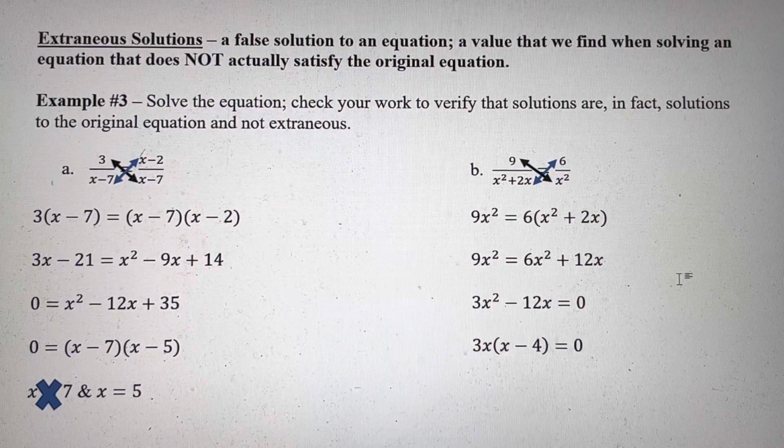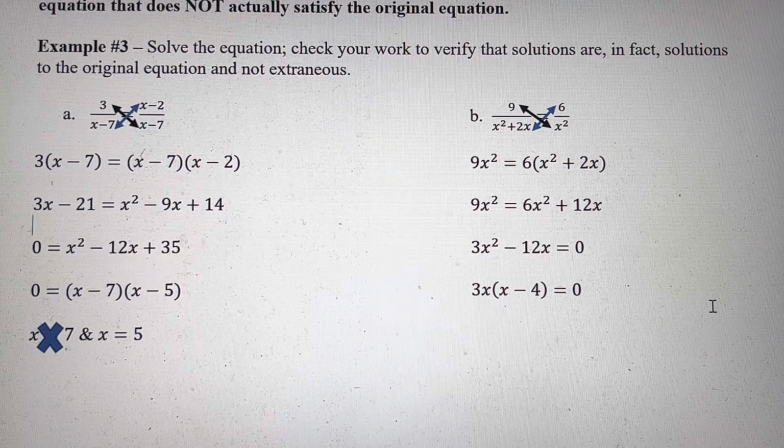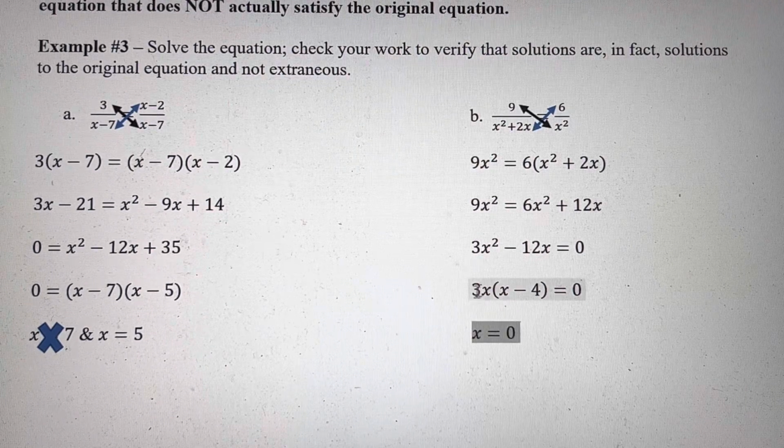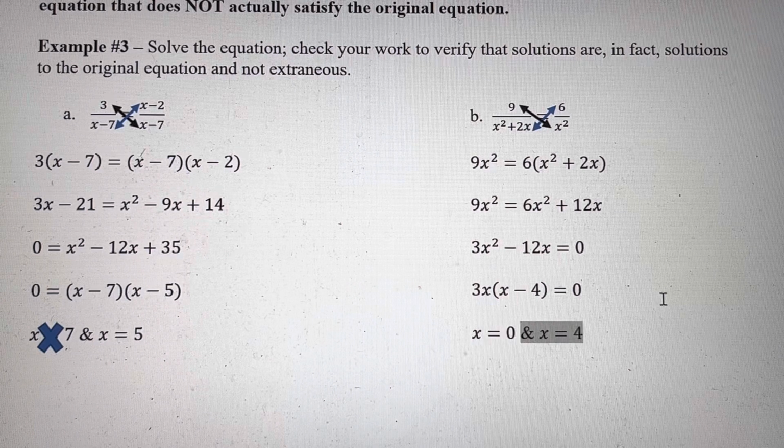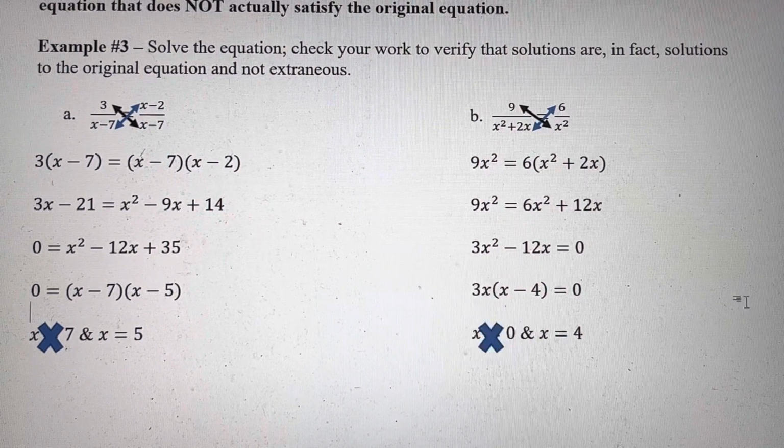Okay. So again, we use the zero product property. Set each factor equal to 0. I get x equals 0 for this one. I get x equals 4 for that one. Okay, just like in example A, when I plug in this first solution, 0, I get 0 in my denominator, okay, which makes each side undefined, not a solution. It is extraneous, okay? When I plug in 4, I get 9 over 24.